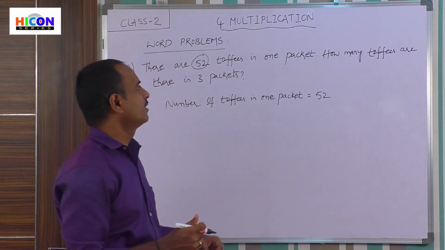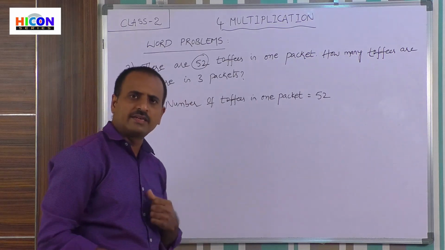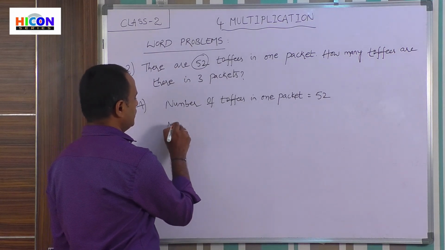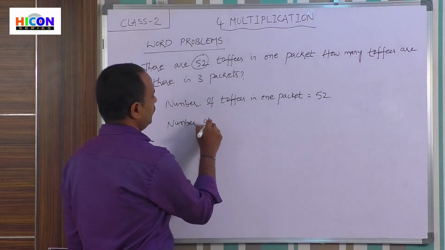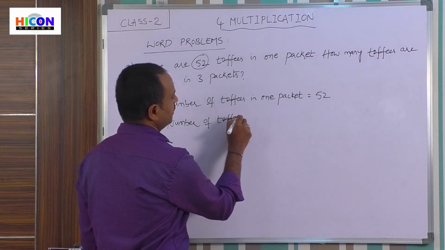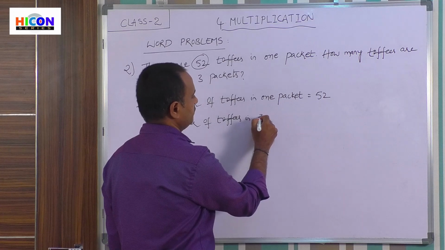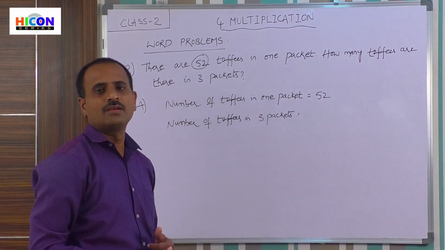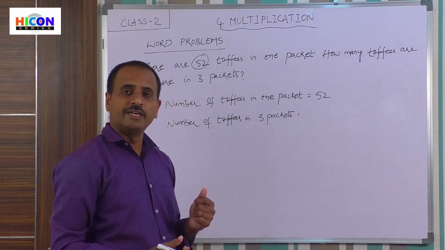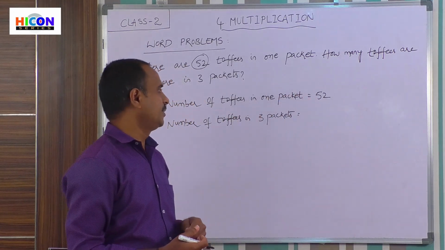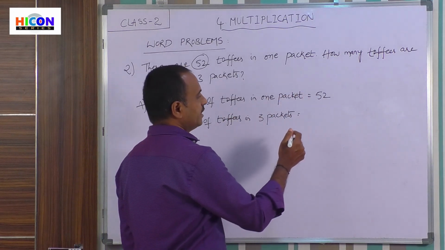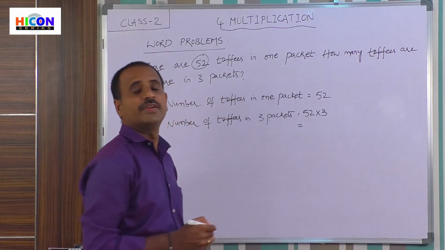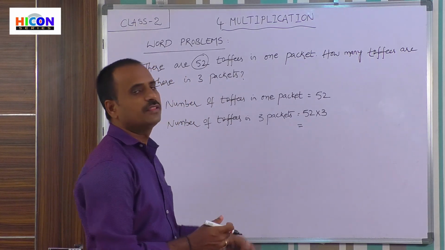And now what we have to find here? How many toffees are there in 3 packets? That is the number of toffees in 3 packets. So how can we get the answer? We can get the answer by just multiplying the numbers 52 and 3. So multiply the number 52 with 3. It is 52 into 3. Then we can get the total number of toffees in 3 packets.